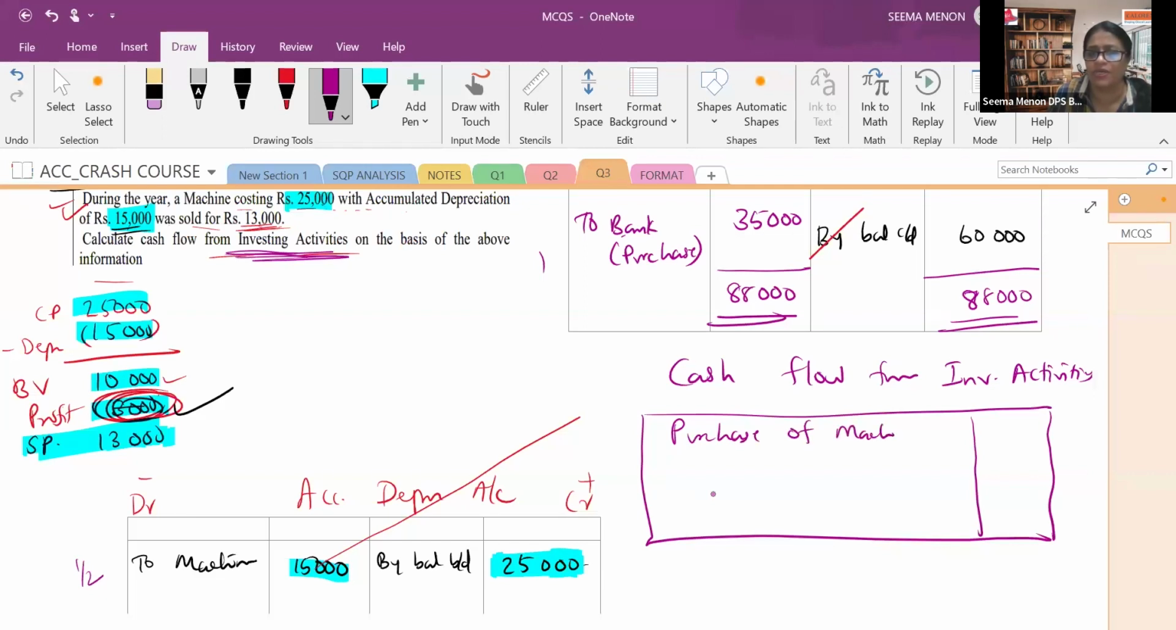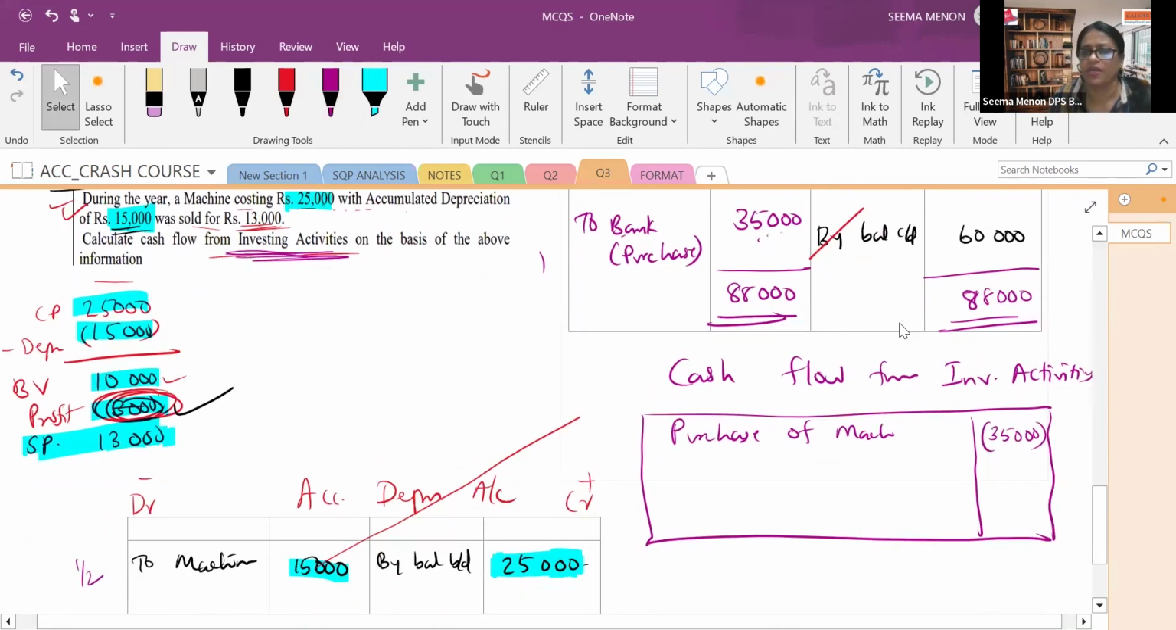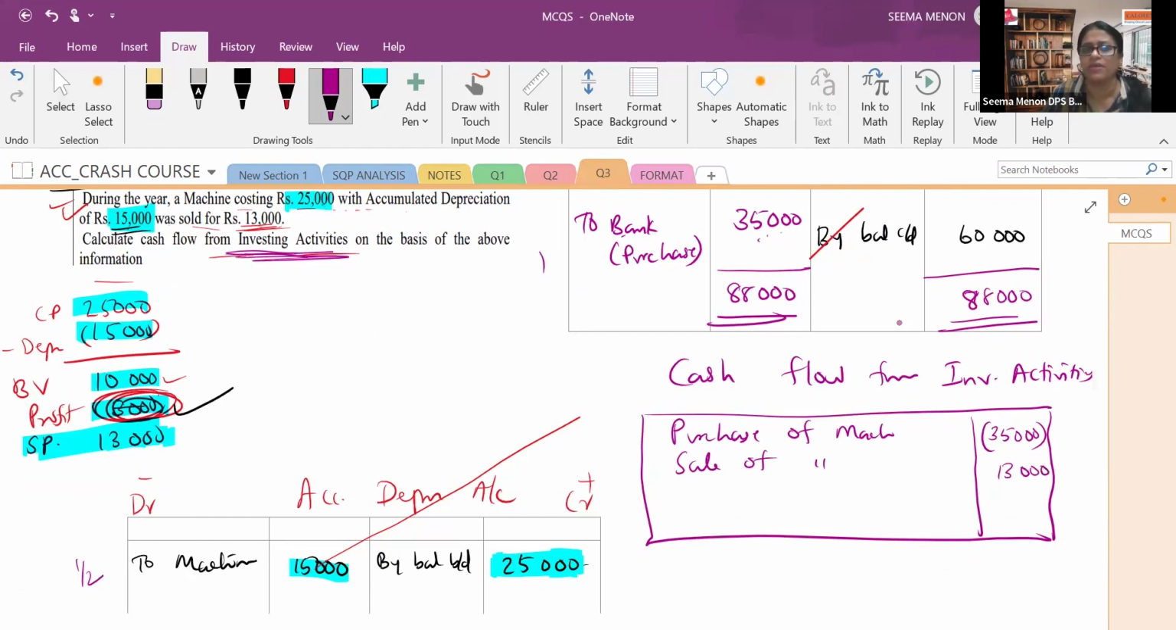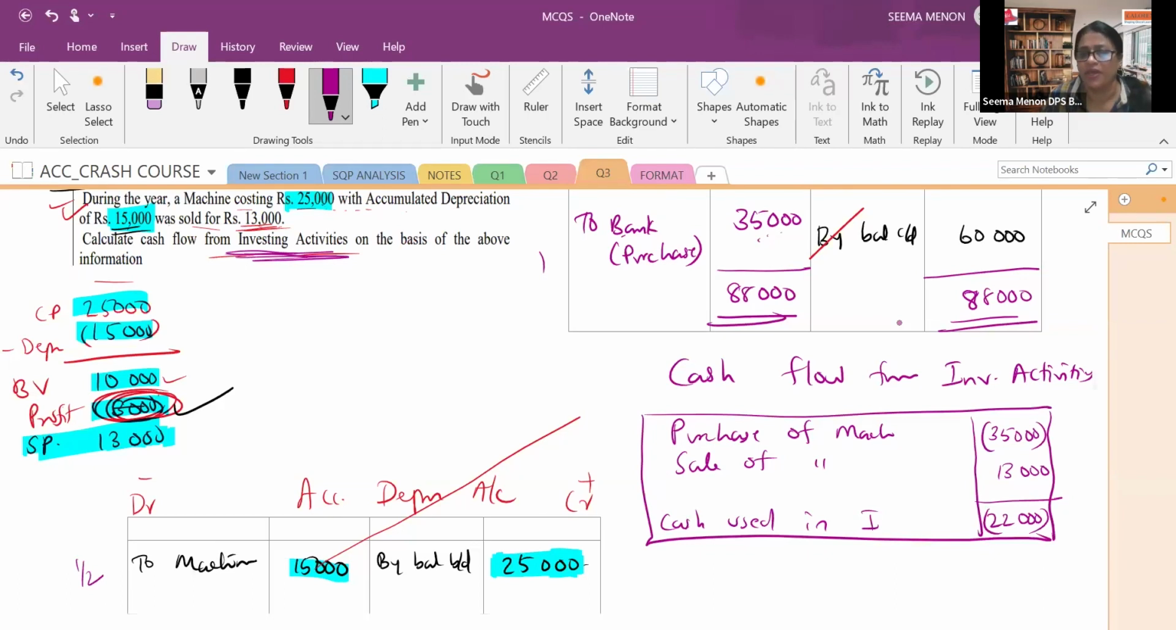The purchase of machine is 35,000. Whenever we purchase, there is an outflow. Now, one more thing will come, that is sale of the machine. Sale of machine is 13,000. That is an inflow, while purchase is an outflow. So there is a net outflow of 22,000. So here you can write cash used in investing activity. Used, because there is an outflow.